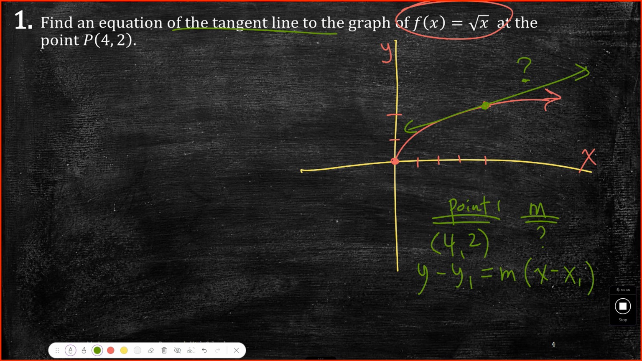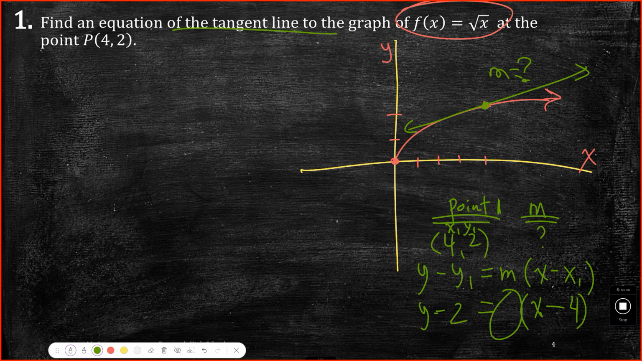So this is our point 1, and our values for point 1 are x1, y1. That's what we're going to plug in here. So we have x, we have y, and then we plug in x1 and y1. x1 is 4, and y1 is 2. Now we have to figure out the slope, and that's what calculus is here. How do we find the derivative, the rate of change? What is the slope here?